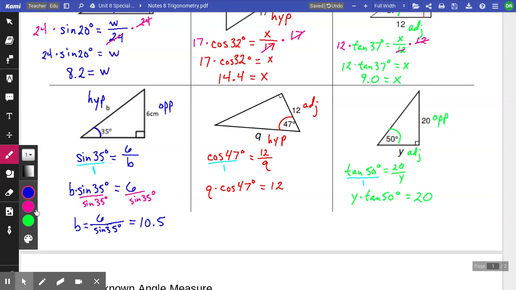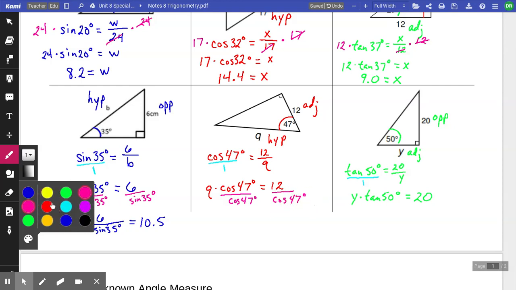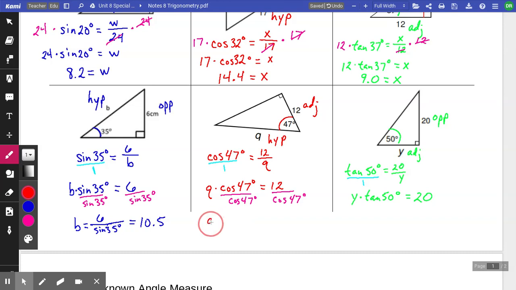All right, well, let's use that same strategy over here. To solve for q, we need to divide by cosine of 47 degrees. So we'll divide by cosine of 47 degrees here. And we're going to get q equals 12 over cosine of 47 degrees.